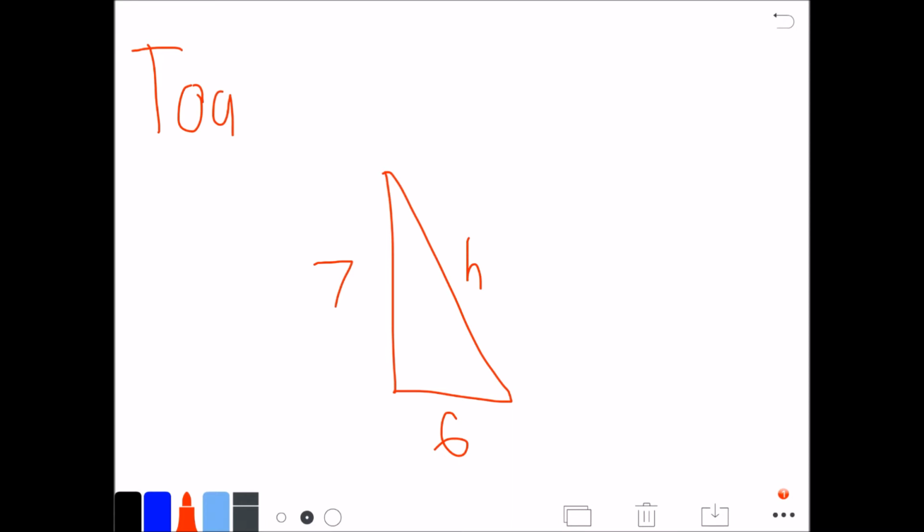So what if I wanted to find the tangent of angle x? How would I do that? Okay, this is an x. So the relationship for tangent is Toa, and it means opposite over adjacent. No hypotenuse involved. So tangent of x would be the side opposite to this angle x here, which would be 7, and then the side adjacent to x, which is 6. So the tangent of x is 7 over 6.